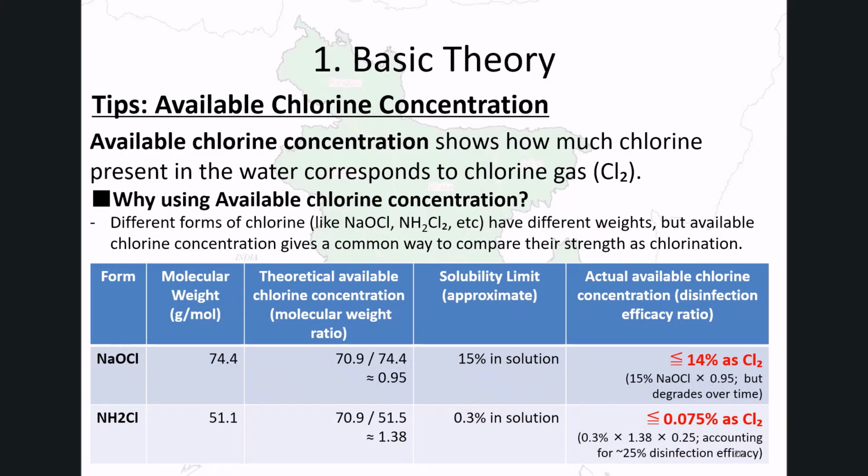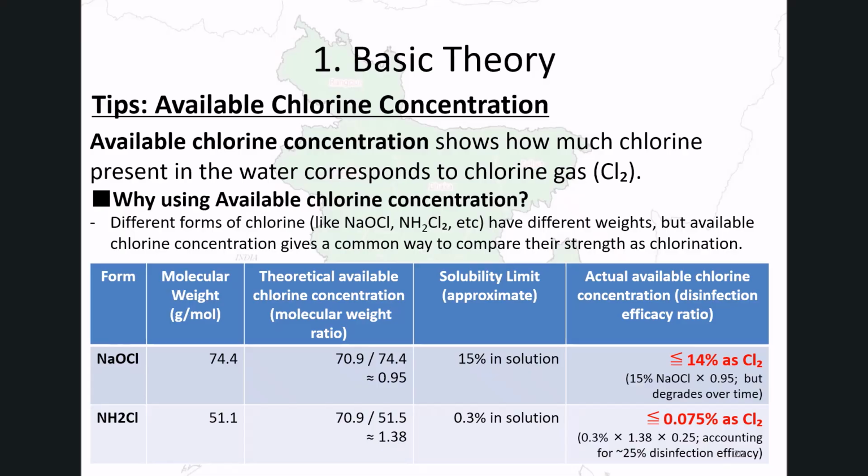Different chlorine compounds have different chemical weights, but they are compared using the concept of available chlorine concentration. This shows how much effective chlorine corresponds to chlorine gas. For example, sodium hypochlorite and chloramine have different molecular weights and solubility, but available chlorine concentration allows operators to compare their disinfection strength on the same basis.